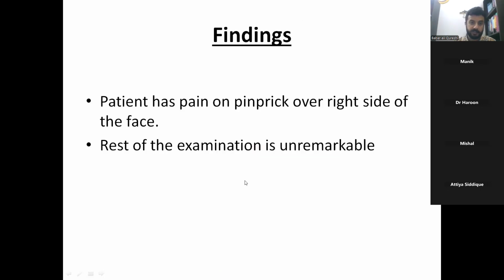Yes. Okay. So Dr. Harun, these are the findings in the patient. The patient has pain on pinprick over the right side of the face. The rest of the examination was unremarkable. What diagnosis comes to your mind? Sir, pain and pinprick loss. No, it is exaggerated. The patient is having exaggerated pain. Sir, this is TGN, right, V1, V2 TGN.